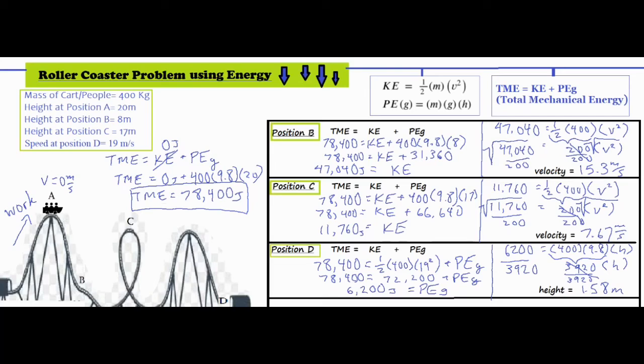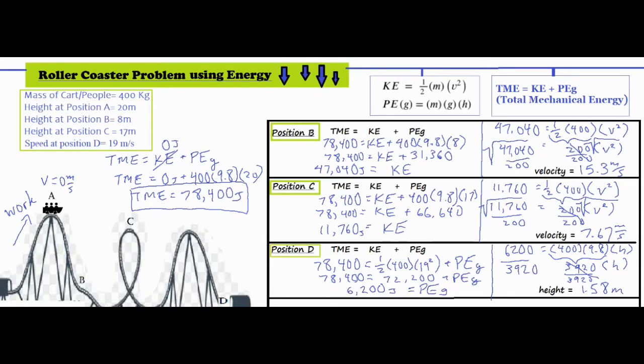At position C, all the steps are very similar. The only thing that I changed is this 17 meters for the height. So as it rises up to a much greater height, it has a lot more gravitational potential energy and much less kinetic. As you can see here, it goes from 47,040 joules to 11,760 joules. So you're going to go ahead and plug that into the KE formula, do all the same steps as we did in this box over here, and you end up with a velocity of 7.67 meters per second.